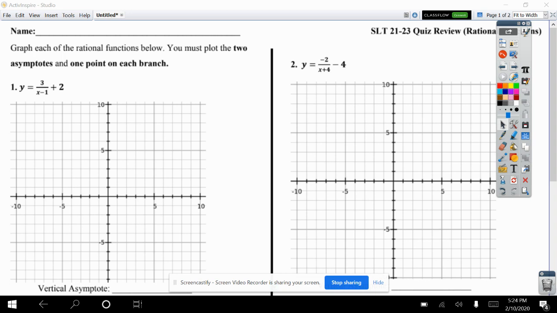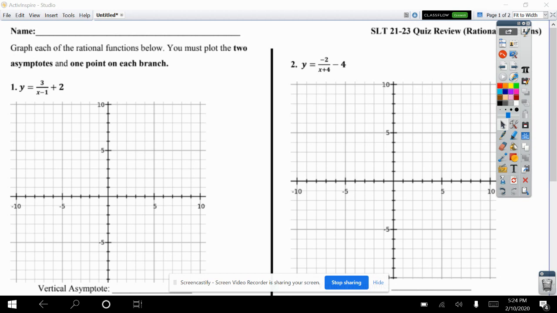Hi everyone, I'm going to be going over the rational functions quiz review. The topics we're going to be covering are the transformations of rational functions, how to graph based on the transformations, identifying properties of the graph, listing the order of transformations from an equation, transforming a point and writing an equation from the transformations, and then finally writing an equation from a graph.